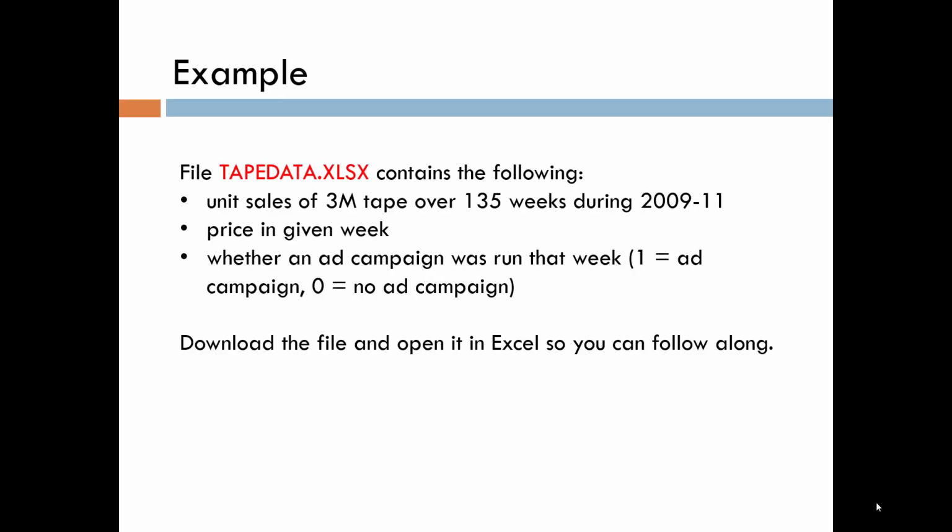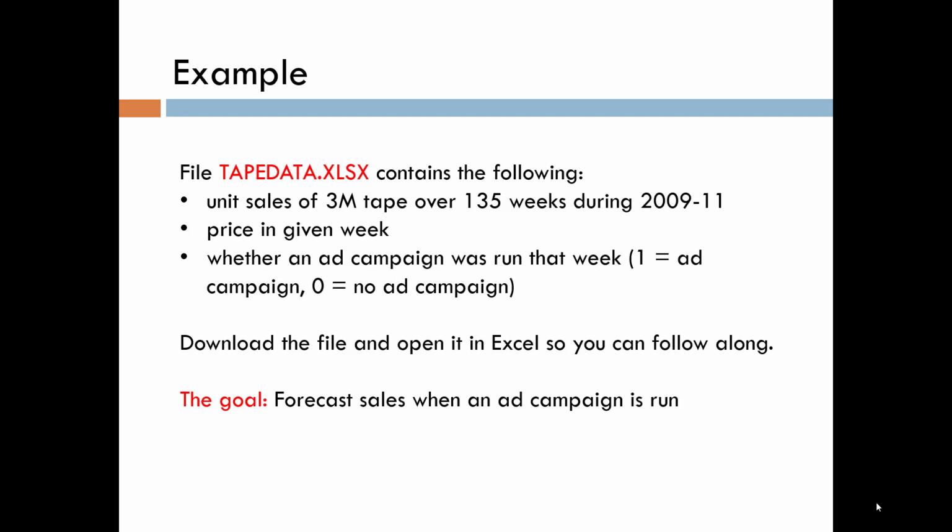The example we will use for correlation and regression is based on a data file called tape data. It shows weekly sales of 3M tape over a 2-year period, the price of the tape each week, and whether consumers were exposed to advertising for the tape that week. Download the file and open it on your computer.